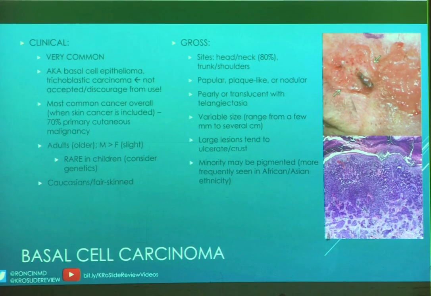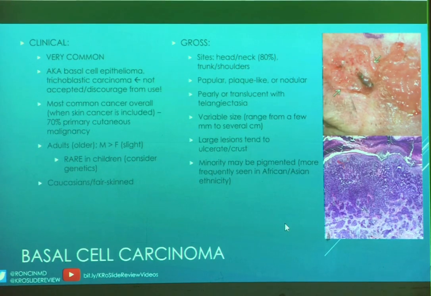It tends to occur in the head and neck, and that's most of your cases, but it can also occur on the trunk and shoulders. These are papular, plaque-like, or nodular lesions. They tend to be pearly or translucent with telangiectasia, so again, those dilated vessels. They're variable in size, and they can be either a few millimeters or several centimeters in size, and our large lesions are the ones that tend to ulcerate and crust. So that's what we were seeing, that serum crust. Some of them can even be pigmented, and that's actually seen more often in patients with African or Asian ethnicity.